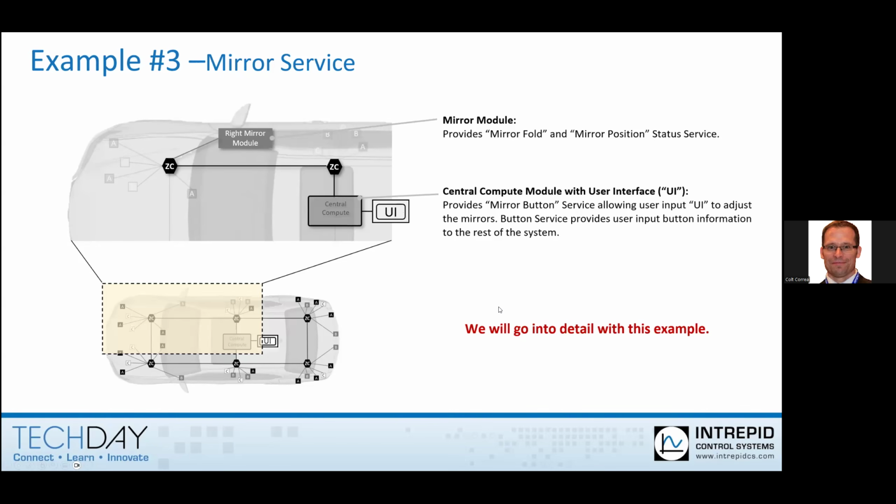So in our example, we'll have a way for the right mirror module to provide service information relative to the mirror position and mirror fold, as well as offer capabilities to adjust the mirror module. And the central compute module will offer a service of the status of the buttons that the user interface will use to adjust the mirror position. So in this particular example, we have some services offered by the right mirror module and some services offered by the central compute module connected to the user interface that will adjust the right mirror module.